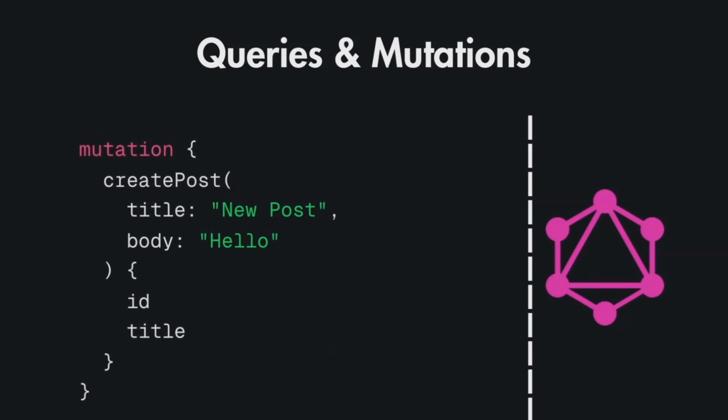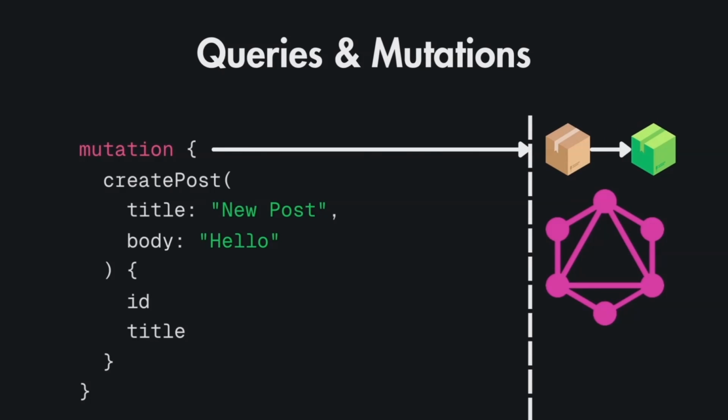Similarly, you can also use the mutations that you defined. For example, if you have a create post method defined as a mutation, you can use this to mutate the post. For example, setting the title and body of the post, and then you also specify what data you need to retrieve after this post is created, which is ID and title.